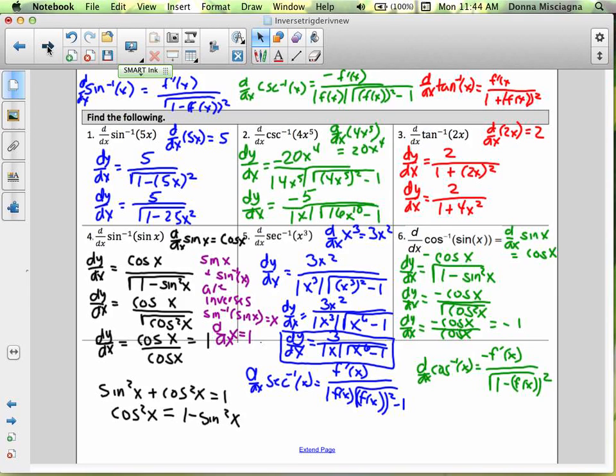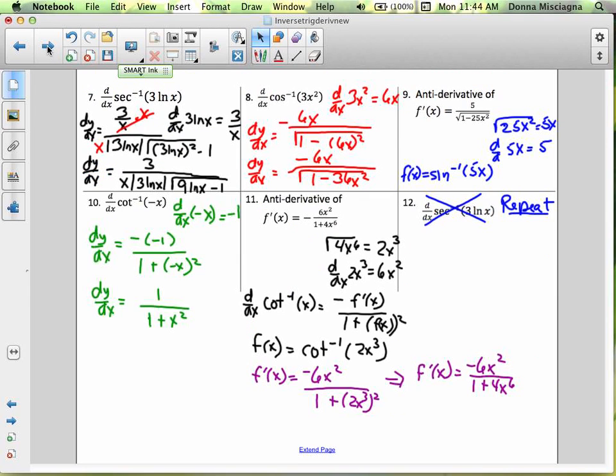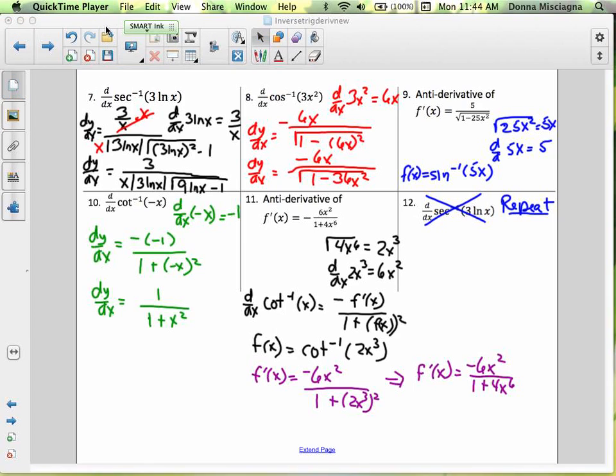All right, let's see if we have any to simplify over here. I have a screen recording box in the way. Now we have an arcsecant there, but we have nothing to simplify, because there's just nothing left. We have dy dx equals 3 divided by x times the absolute value of 3 natural log of x times the square root of 9 natural log of x minus 1. Nothing to do there. And that was the only one.